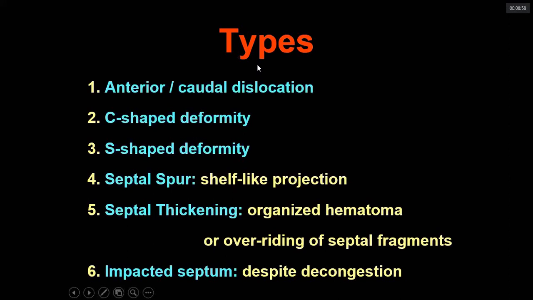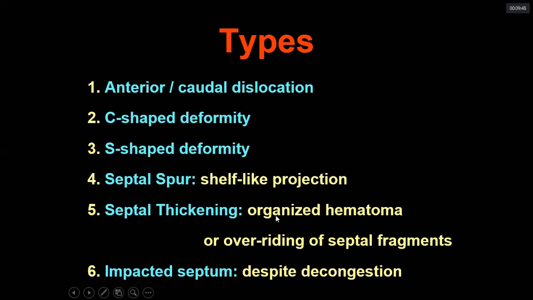Now, what are the different types of DNS? The anterior caudal dislocation, C-septal deformity, S-septal deformity, septal spur. By septal spur, what we mean is a pointed projection on the nasal septum. And similarly, septal thickening, organized hematoma or overriding of the septal fragments, and impacted septum despite decongestion. We need to learn all these things. Anterior dislocation, C-septal deformity, and S-septal deformity are clear. And septal spur means that there is a bony-like projection on the nasal septum. That is a misnomer, because bone and cartilage can't be there together.